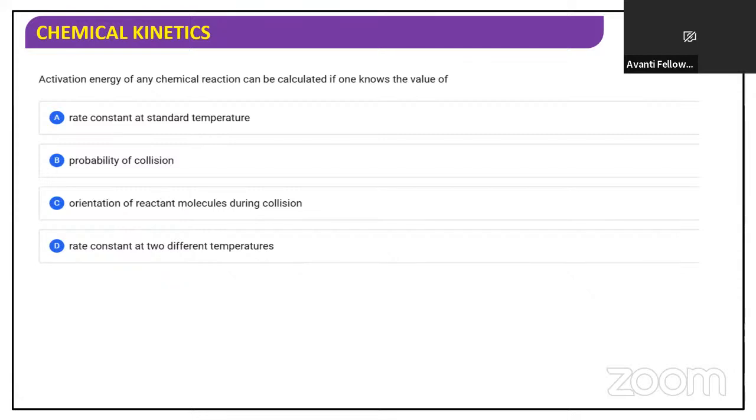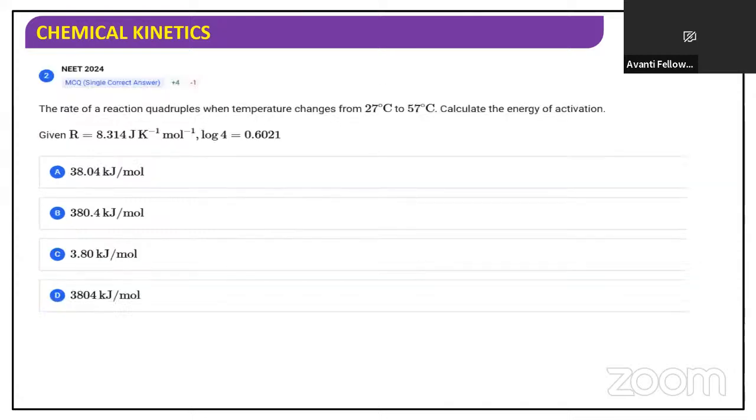Just now we are solving questions with this particular formula, that is log K2 by K1 is equal to Ea upon 2.303 R into (T2 minus T1). So if we have two different rate constant values at two different temperatures, then we can easily calculate the activation energy. So option D is absolutely correct, not option A. Okay, let's move on.